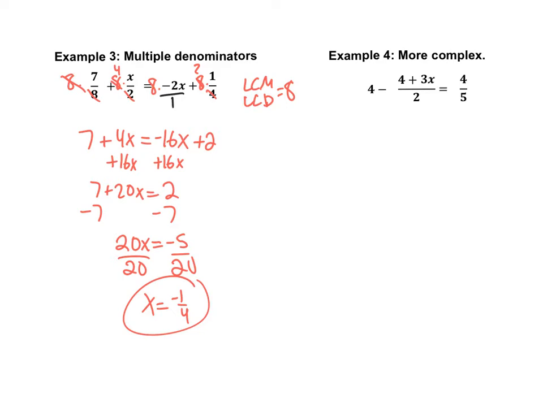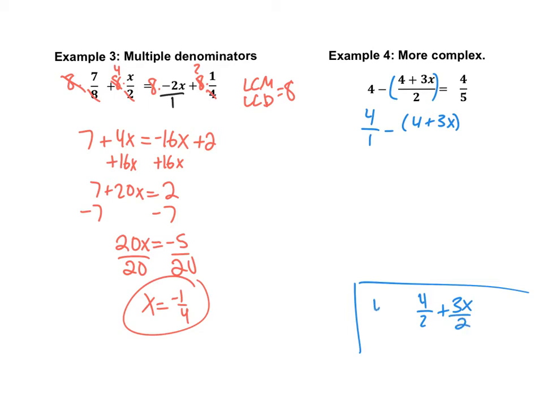This next problem can be a little bit tricky. When you see a fraction bar with multiple terms in the numerator, imagine that that whole thing is in parentheses. That means that I have 4 over 1 minus 4 plus 3x, which are both over 2. I could even write it as 4 over 2 plus 3x over 2.